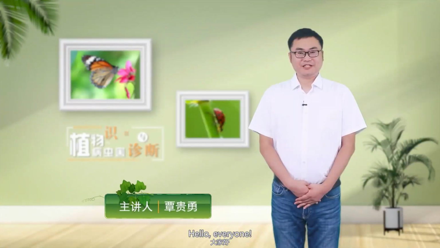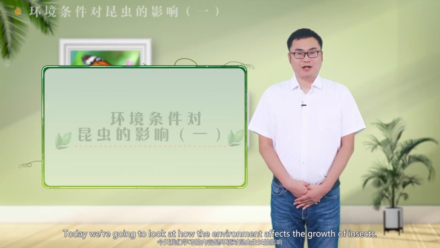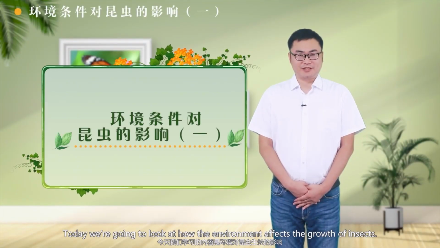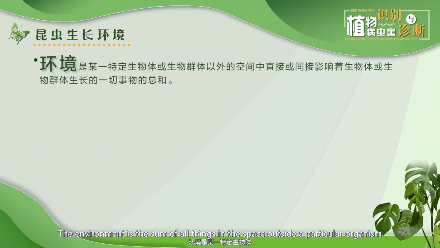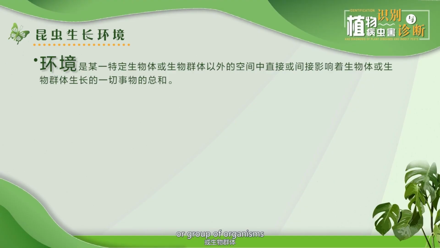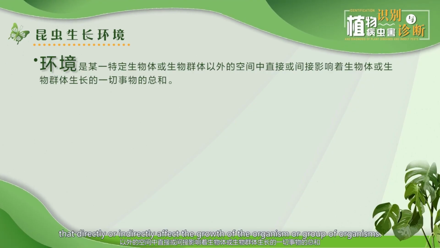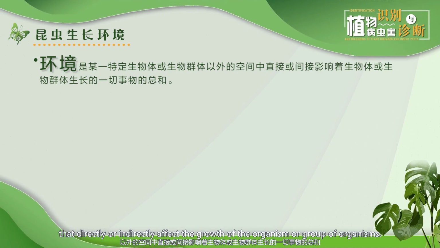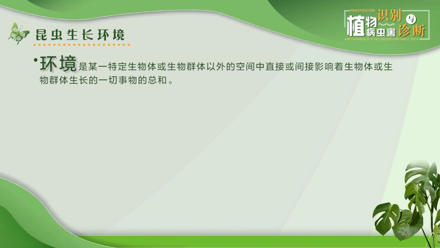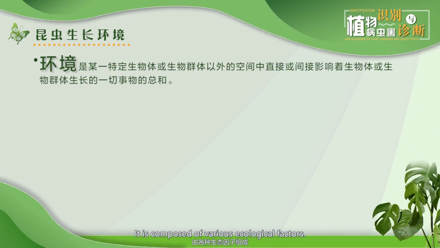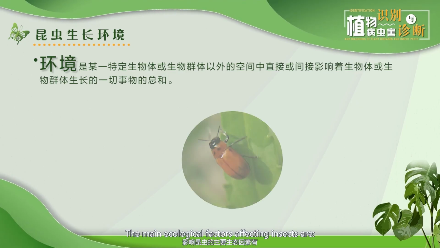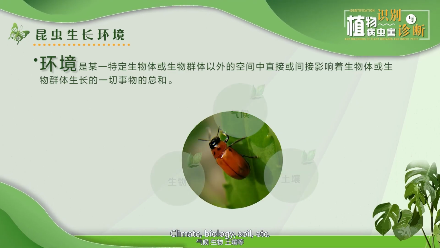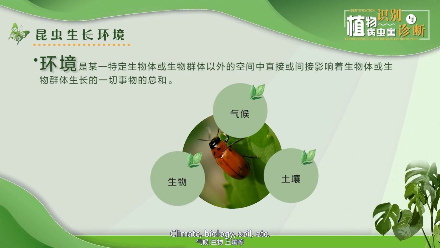Hello, everyone. Today we're going to look at how the environment affects the growth of insects. The environment is the sum of all things in the space outside a particular organism or group of organisms that directly or indirectly affect the growth of the organism or group of organisms. It is composed of various ecological factors. The main ecological factors affecting insects are climate, biology, soil, etc.